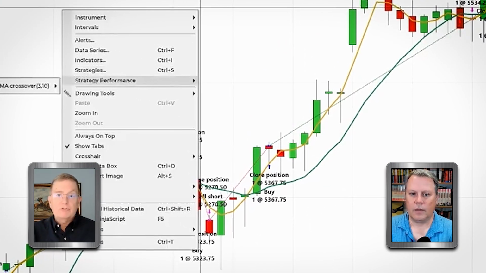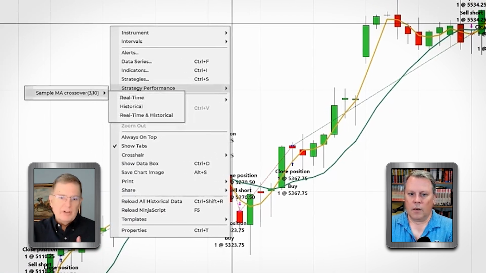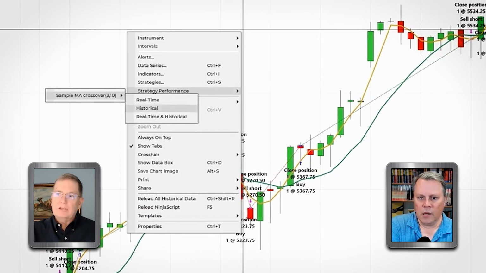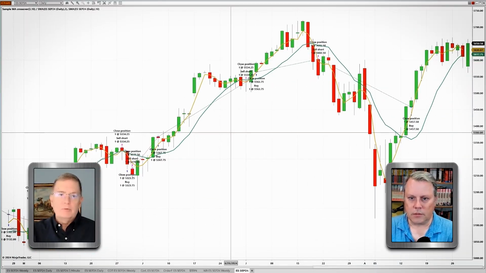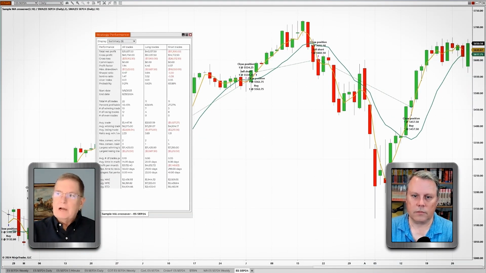You can have multiple strategies applied to the same chart. So that's why there's this little dialogue to the left here. We only have one. I'm going to click on that and click historical, and this will give us the performance of all of the trades in the chart. It shows you all trades, combining the long trades and the short trades, and it breaks out the short trades and the long trades from each other.